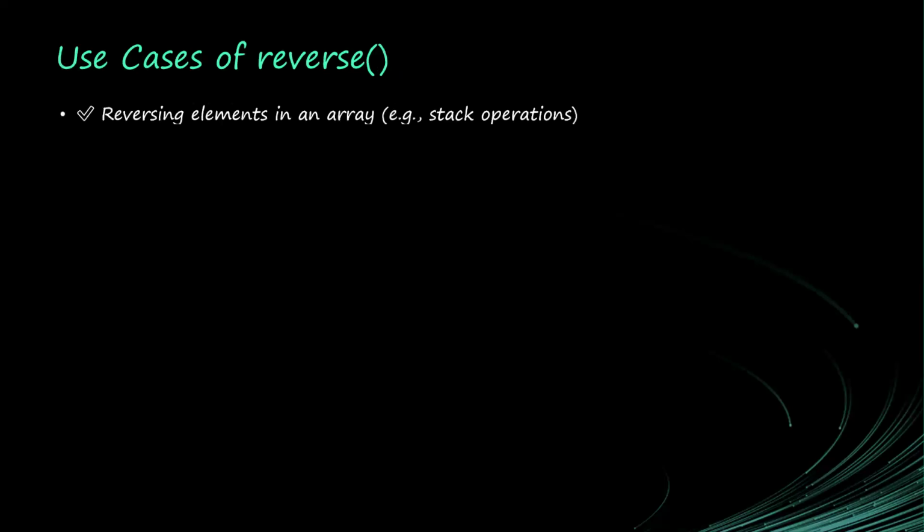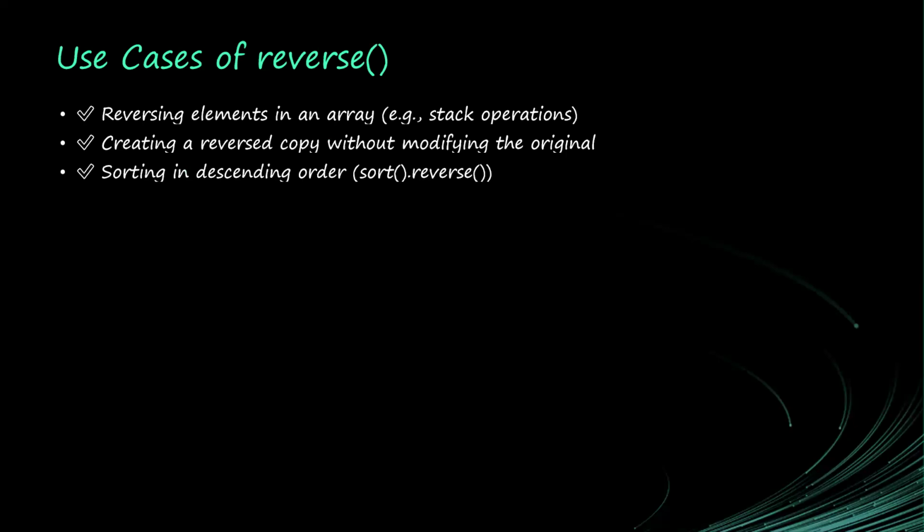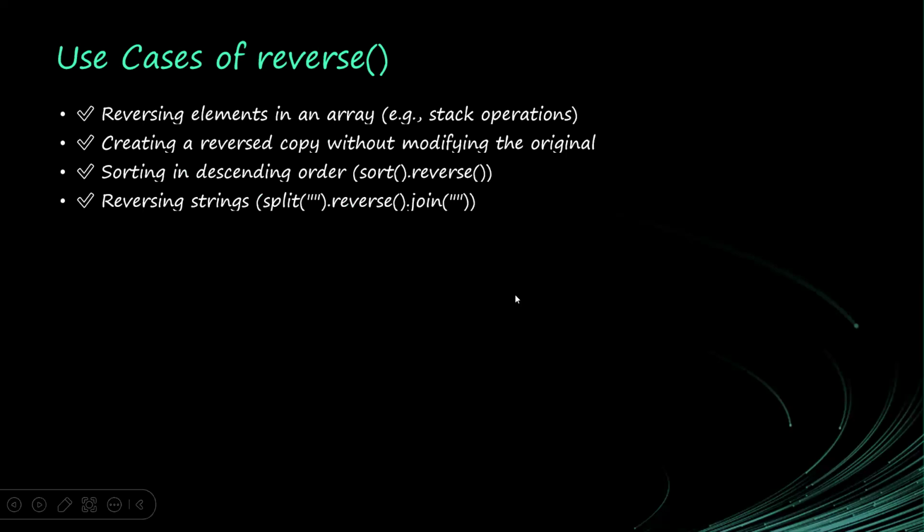So what are the use cases of reverse? Reversing elements in an array, stack operations, creating a reverse copy without modifying the original array. That's what we have done in the last example. Sorting in descending order. After sorting, you can now reverse it. It will sort it in descending order. And you can also reverse strings by using this split, reverse, and join method.